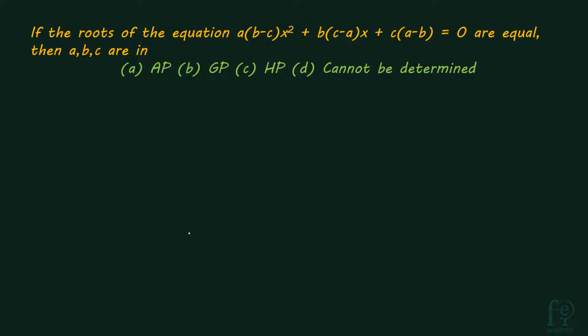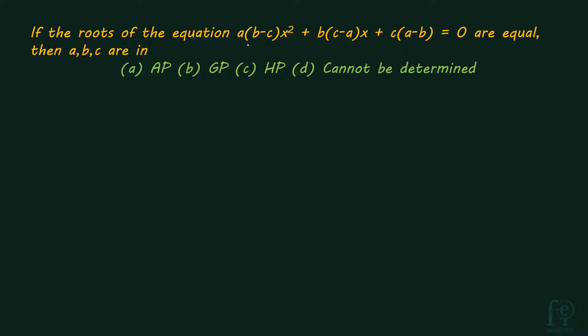So today's question is: if the roots of the equation a(b − c)x² + b(c − a)x + c(a − b) = 0 are equal, then a, b, c are in AP (arithmetic progression), GP (geometric progression), HP (harmonic progression), or cannot be determined. So this is a question to find out whether a, b and c are in arithmetic progression, geometric progression or harmonic progression. An equation is given.